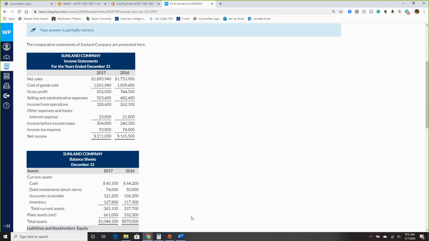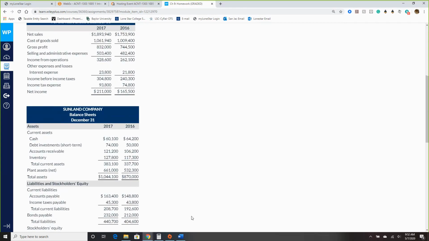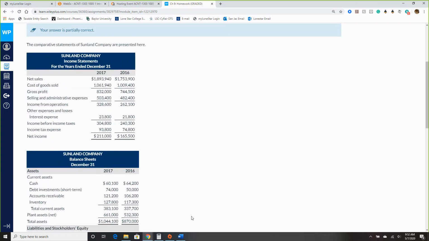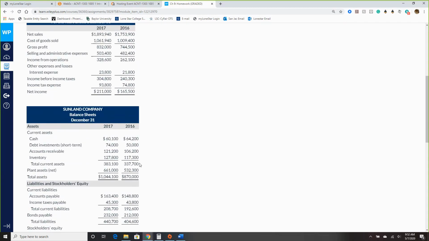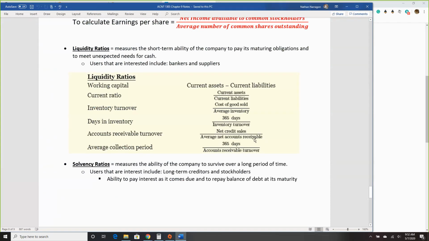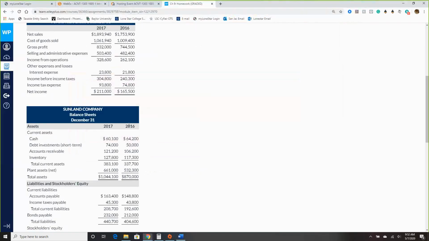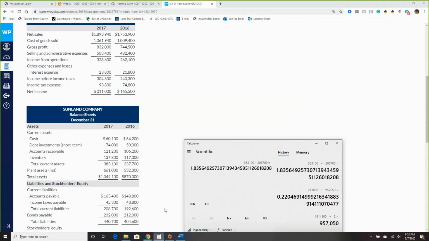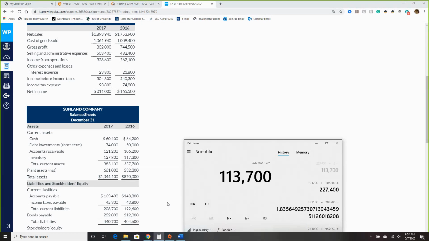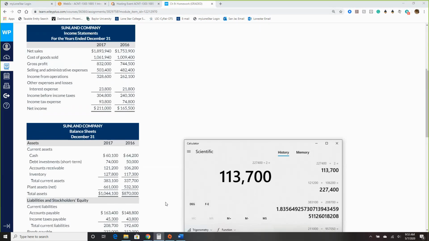Okay, this one's going to be an interesting one because it looks like it has more steps, because we've got to find net credit sales. So first off, let's find our average accounts receivable, as that's going to be our bottom. So calculate 121,200 plus 106,200, divided by 2. There we go.